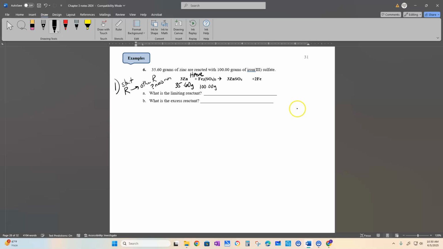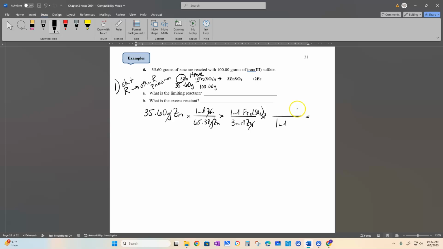from this reaction. So I'm going to start with my zinc, my 35.60 grams of zinc. And I'm going to go grams to grams, so 3 steps. So for zinc on the periodic table, 65.38 grams, 1 mole. Always cross out those units. According to my equation, I have 3 moles of zinc for every 1 mole of that Fe2(SO4)3. And divide by zinc.